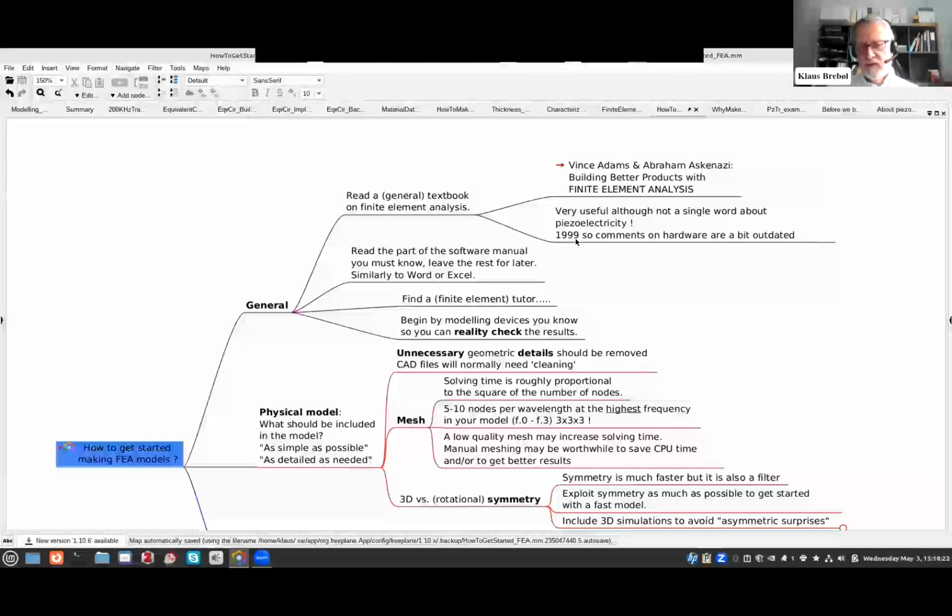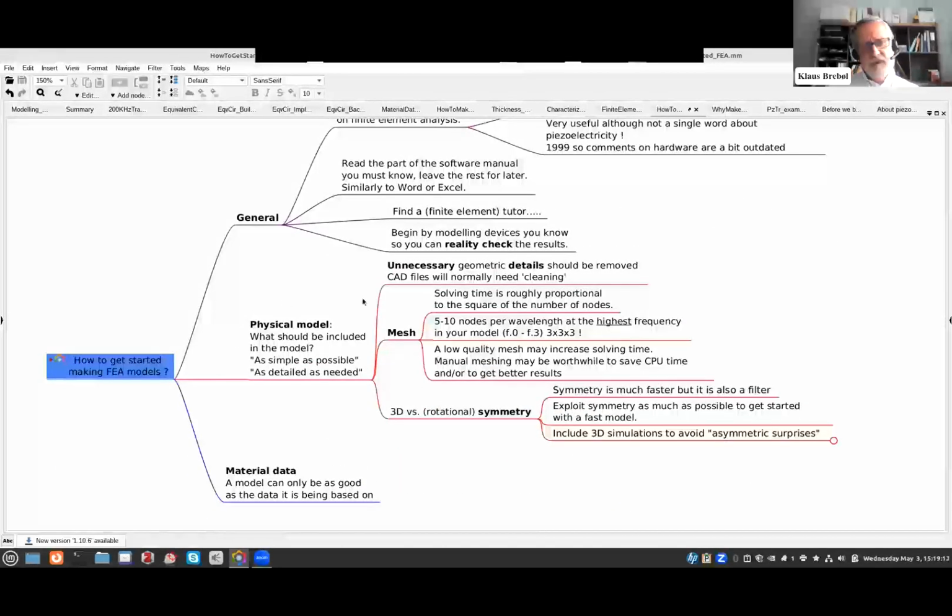This book is from 1999, so comments on hardware are probably a bit outdated, and I don't know if you can find more recent ones, but I will say that it doesn't really matter, because the basics are well presented in this one. The other thing you have to read is the software manual of your finite element software, but this is like Word and Excel. You read what you must know, and the rest you leave for later, because otherwise you get stuck. Can you find a finite element tutor? You are lucky, and it'll be a great help. In all circumstances, you should begin by modeling devices that you know as real products, so you can reality check the results. This is probably the most important part of modeling, that is, all the time be able to check that your model is valid.